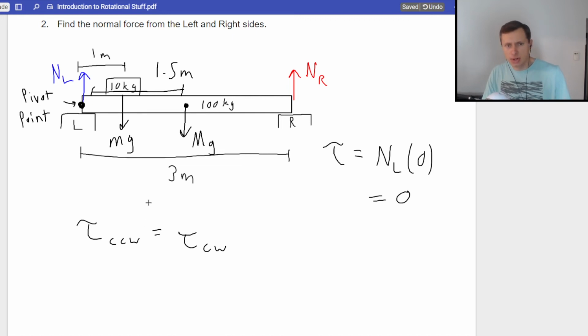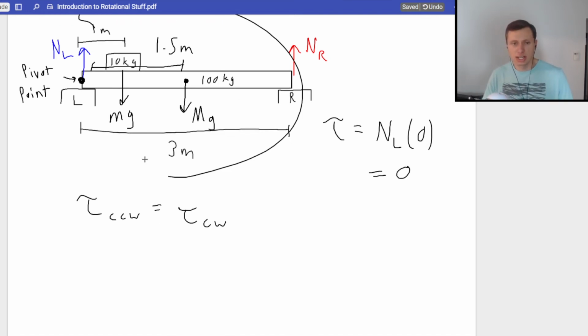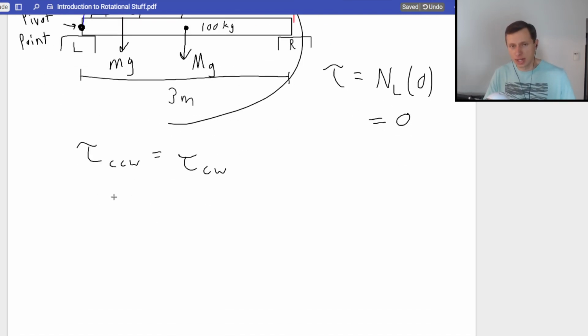So now we need to figure out what forces, what torques are going to be pointing counterclockwise. Remember, counterclockwise is this motion right here. And if I look at the forces, I see mg is going down and kind of in this clockwise shape. So mg is going to be clockwise. Capital Mg is also going to be clockwise because it's causing it to move that way. And the normal force on the right, that will follow the direction of counterclockwise. So I'm going to say normal force points on the counterclockwise side.